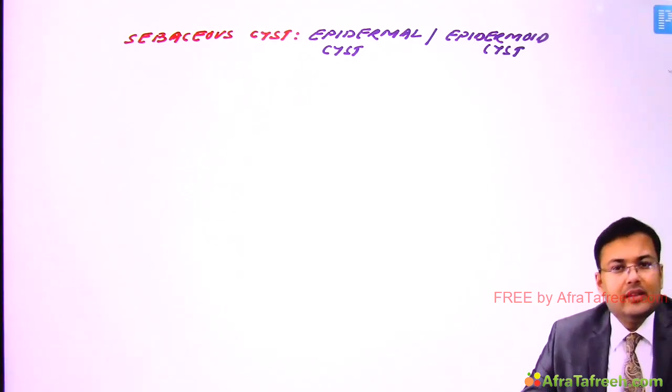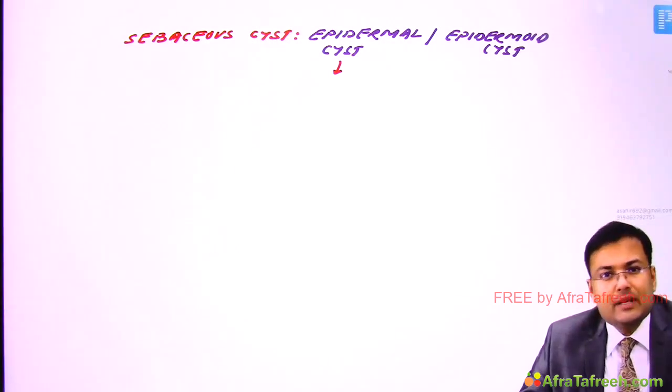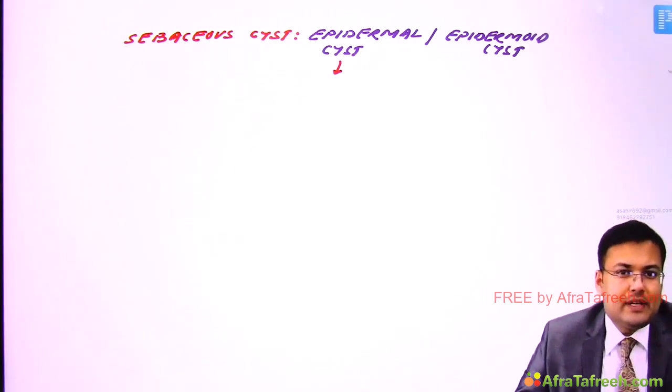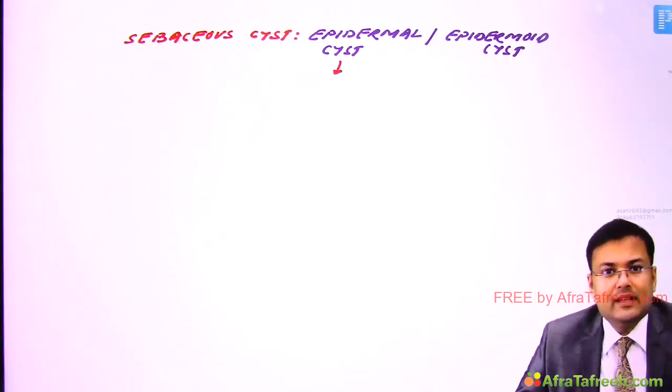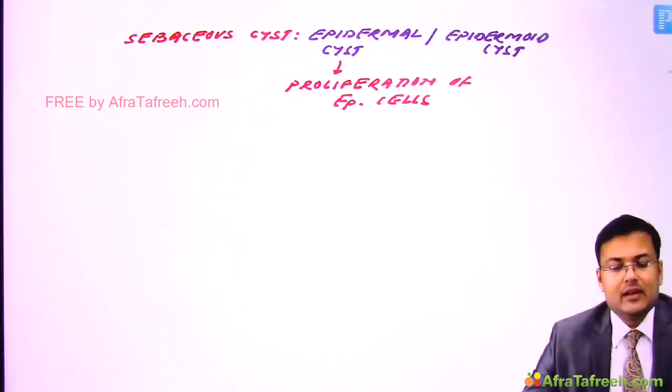Now see why the name of this cyst is epidermal cyst, because it results from proliferation of epidermal cells, and this proliferation is implanted within the dermis, right? So it is going to result from proliferation of epidermal cells, okay? And these epidermal cells are implanted within the dermis.